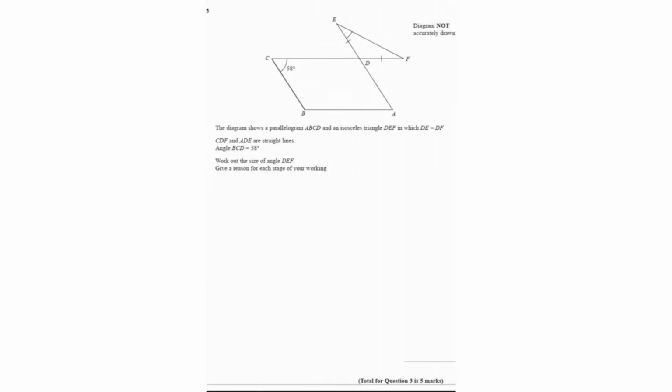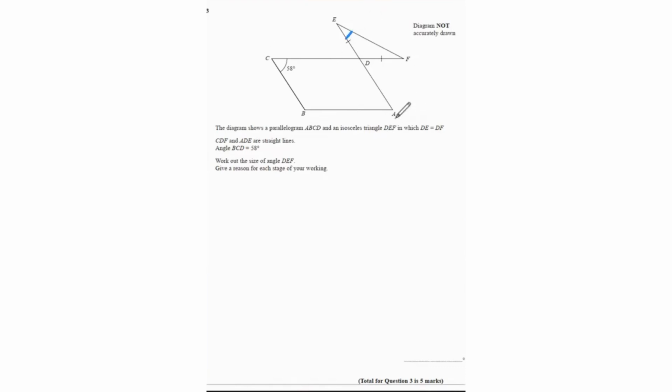Then the next question says the diagram shows a parallelogram ABCD and an isosceles triangle DEF in which DE equals DF. CDF and ADE are straight lines. Angle BCD is 58 degrees. Work out the size of the angle DEF. Give reasons for each stage of the working. DEF, this one, the one that they have marked over here.